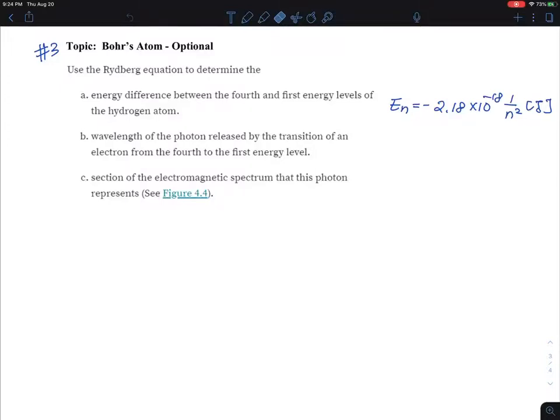Okay, so the next one is the problem concerning the quantized energy level of an electron bound to a hydrogen atom. There's Bohr's atom, and the energy levels are quite well defined. So the question is: use the Rydberg equation and determine the energy level difference between the fourth and the first energy level. So n is 4 and n is 1. What's the energy level difference for a hydrogen atom?